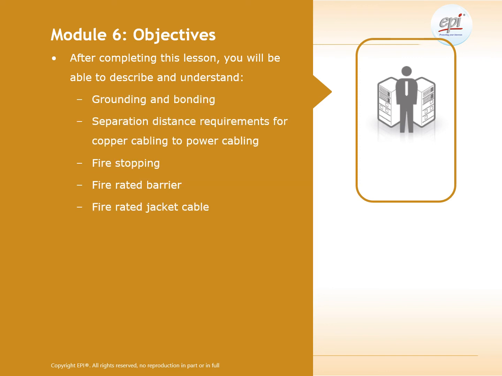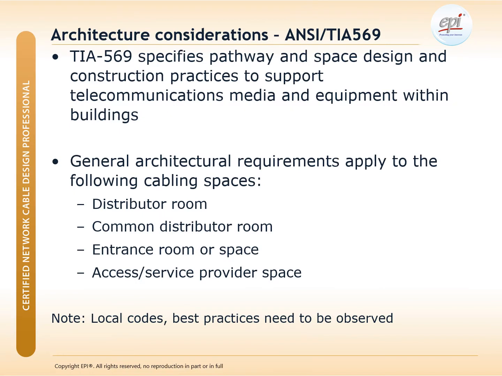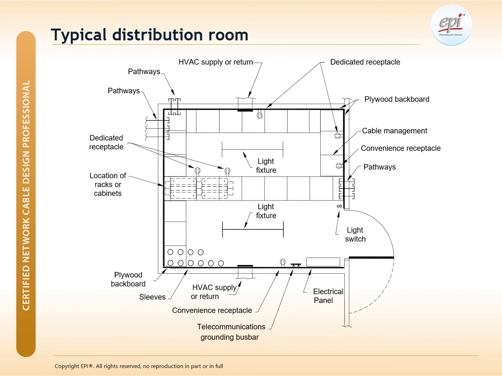Then we'll talk about the grounding, bonding, distance from the power cable, fire stopping material, types, barriers, and fire jacket, fire safe cable, etc. So the architectural consideration standard is called 569. Again, they will define different pathways, and the rooms are called distribution room, common, entrance, access, telecom area. And this is a typical layout, showing you where to put what facility, like the power, the cooling, the cable racks, pathway, etc.